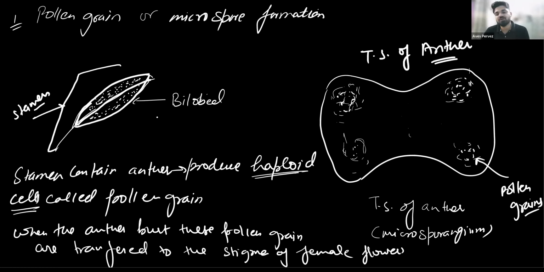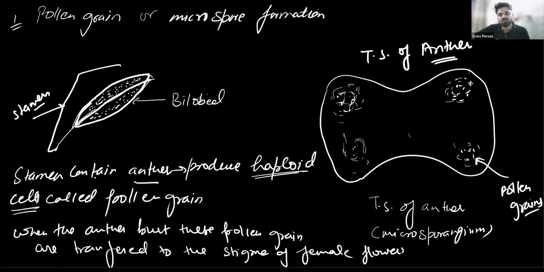Now the stamen contains anthers. This is the whole stamen, and it contains the anther, which is bilobed. Why am I saying bilobed? Because it has two lobes, like a date seed, which has a line between it. Similar to this one, it also has a line in between, and that's why it is called bilobed. You understood?